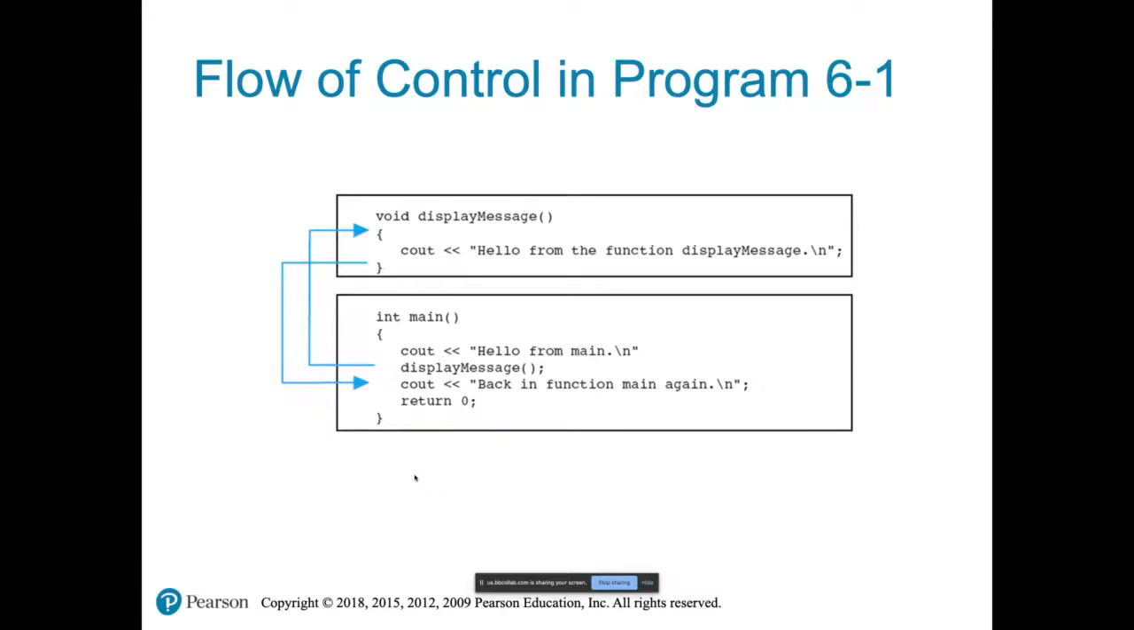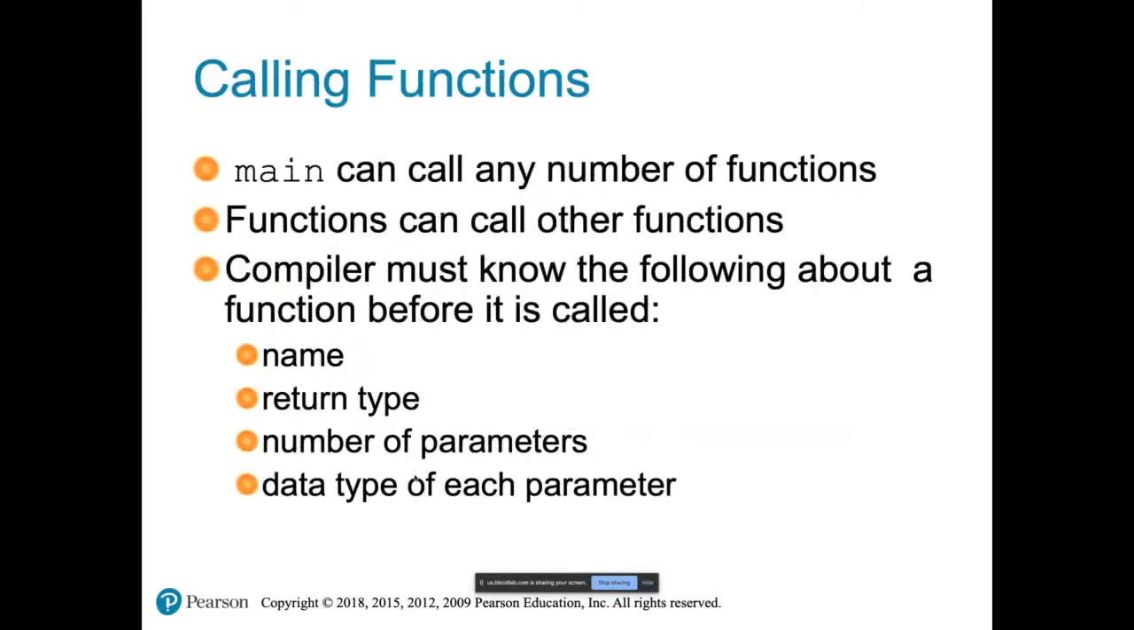Here's just a quick flow on how it works. Main can call any number of functions. Yes, you are not limited to the number of functions you can write or call. Functions can call other functions. Yes, you will be doing that. Function A can call function B, which can call C, and so forth. And even function A can call itself. So yes, a function can call itself.